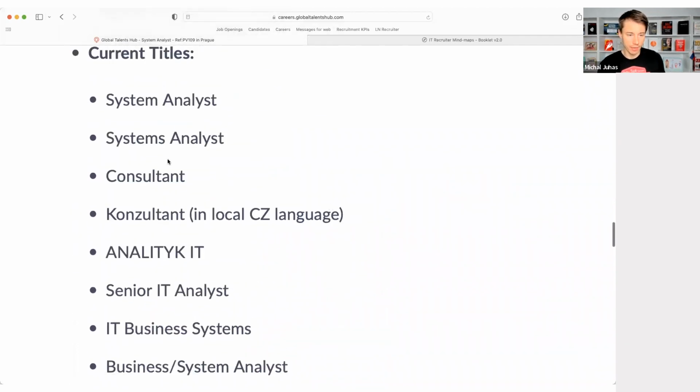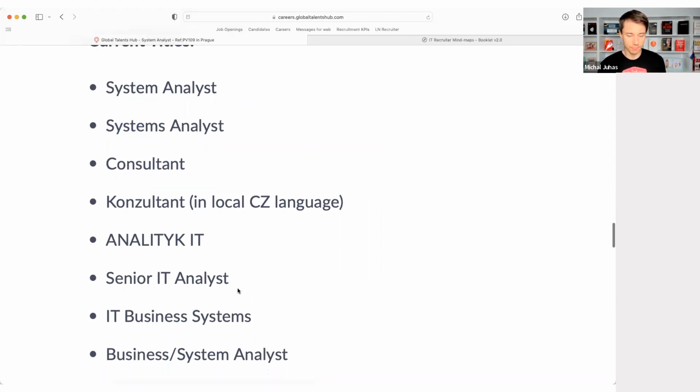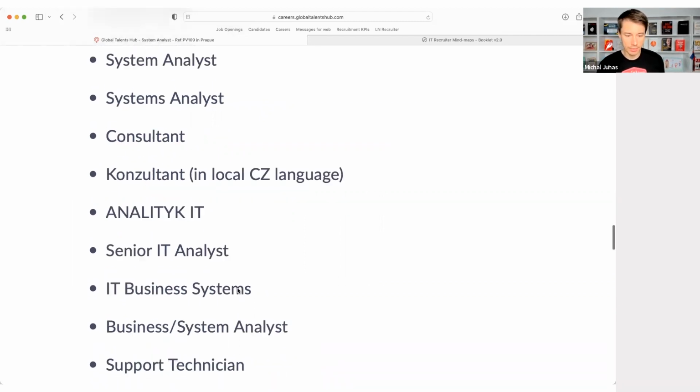What is also important is to keep these skills, competencies, and tools in Czech, because as I mentioned, we may have a consultant, a very broad term, or senior IT analyst who focuses on security, for example. So those would not be that ideal candidates.